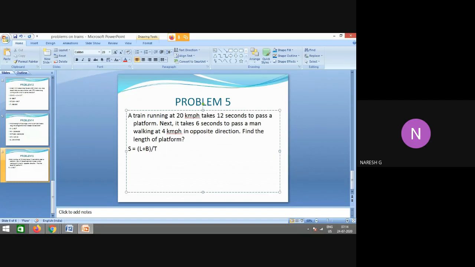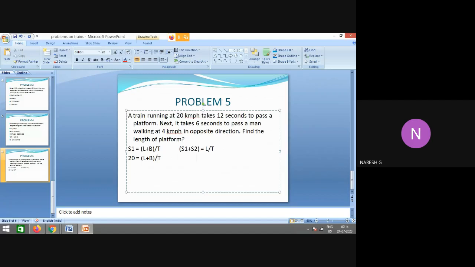Here we take the train speed as S1. When the train and man move in opposite directions, the relative speed is S1 plus S2 equal to L divided by T, where S1 is the train speed and S2 is the man speed. So train speed 20 km per hour equal to (L plus B) divided by T. Here two unknown variables are there, L and B.